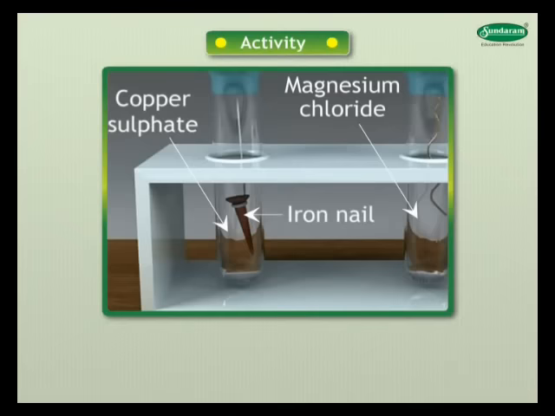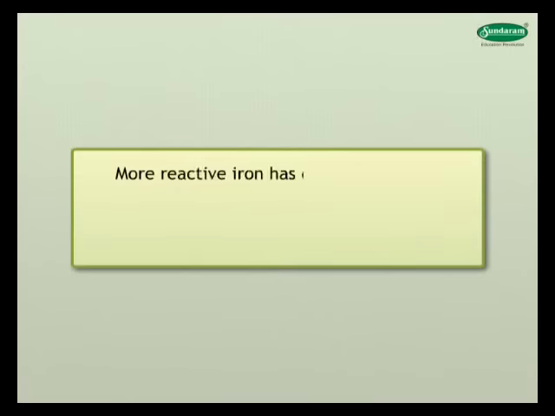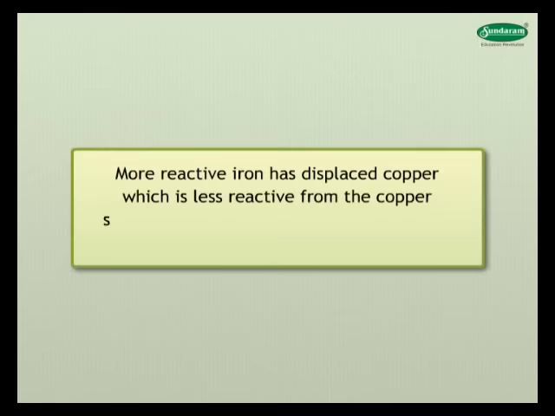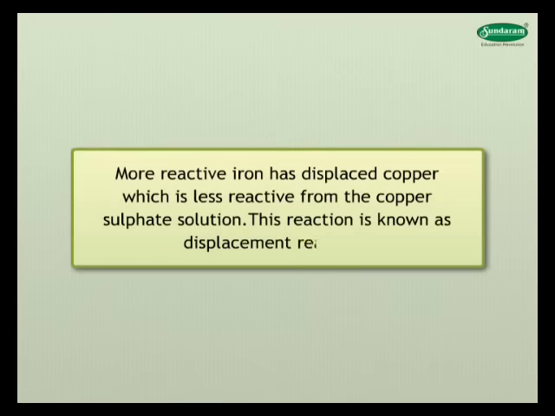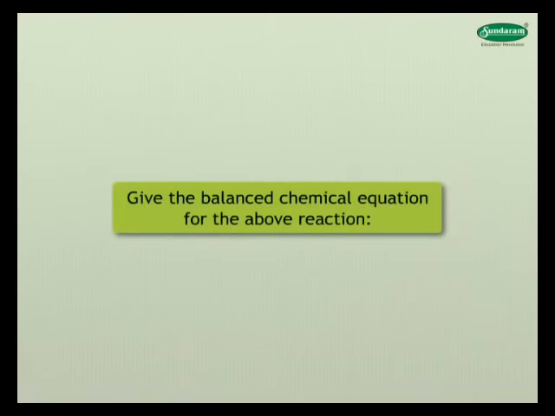The iron nail gets coated with a reddish-brown color of copper and the blue color of copper sulfate solution fades out. In this reaction, more reactive iron has displaced copper, which is less reactive, from the copper sulfate solution. This reaction is known as displacement reaction. Give the balanced chemical equation for the above reaction.